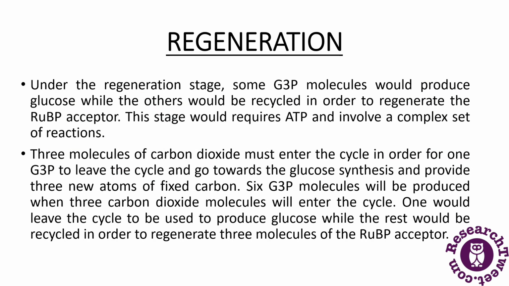Then comes the regeneration stage. In regeneration, some G3P molecules are used to produce glucose while the others are recycled in order to generate the RuBP acceptors. In the first slide on carboxylation we saw what RuBP acceptors are. This stage requires ATP, so it requires energy, and it involves a very complex set of reactions. So this is the regeneration stage.